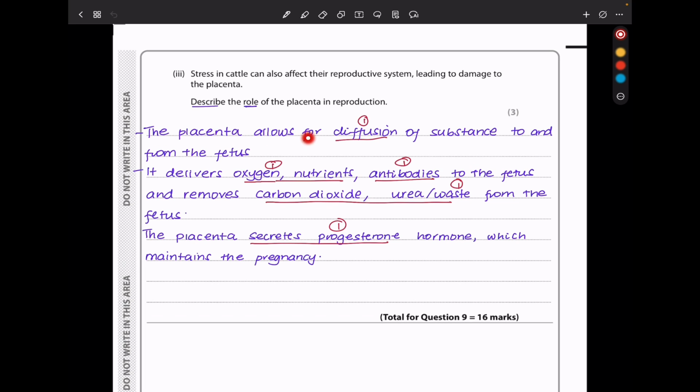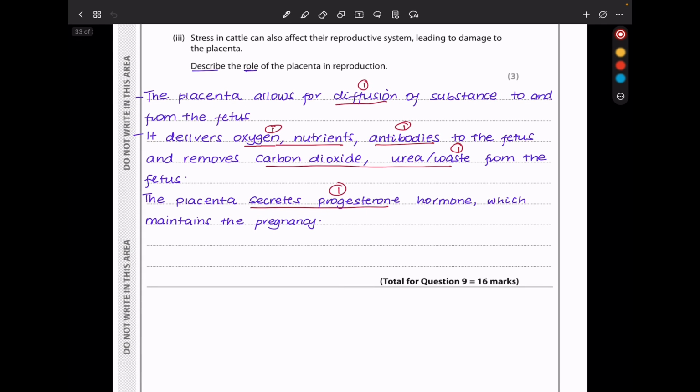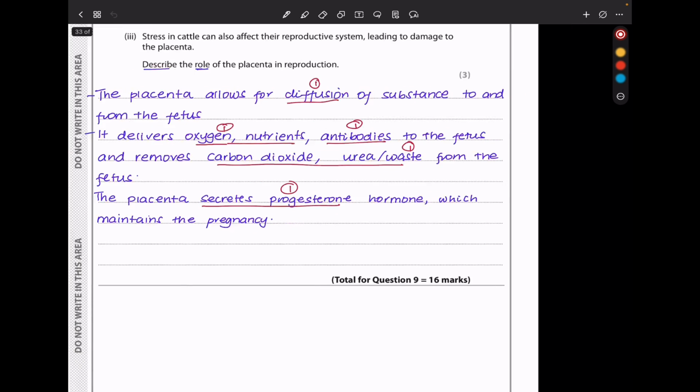So I say the placenta allows for the diffusion of substances to and from the fetus. It delivers oxygen, nutrients, and antibodies to the fetus and removes carbon dioxide and urea, or waste, from the fetus. The placenta also secretes progesterone hormone, which maintains pregnancy. So this brings us to the end of question 9. Let's continue to question 10.